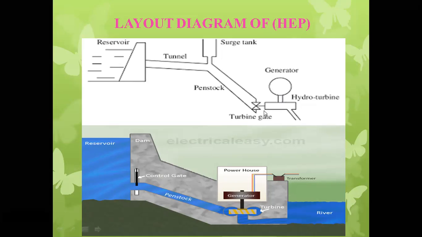So this one is the hydro turbine, which is coupled with the generator. And this one is a part of the tail race. Tail race means the flow of water from the hydro turbine to the river. From this outlet the water will go into the river, or sometimes into the spillway.